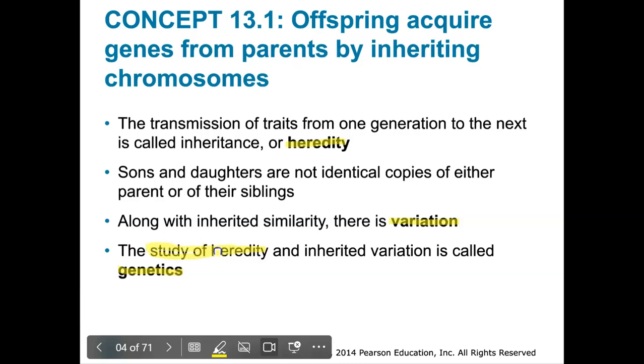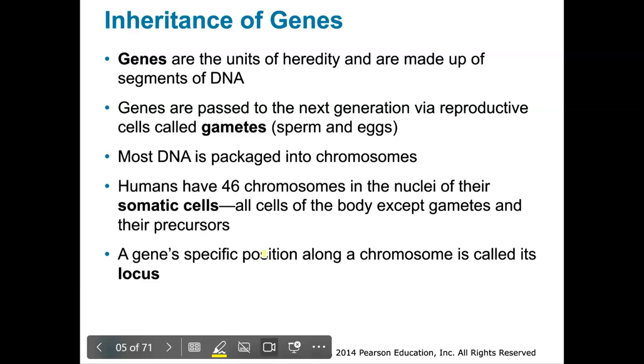So heredity is the passage of traits from one generation to the next. Genetics is the study of heredity. And then a gene is defined as a unit of heredity. In other words, it is a piece of DNA, or a segment of DNA, located on a chromosome that codes for a trait. So we say a gene is a unit of heredity because one gene will code for one trait. And genes are passed to the next generation through the gametes, through the sperm and the eggs.